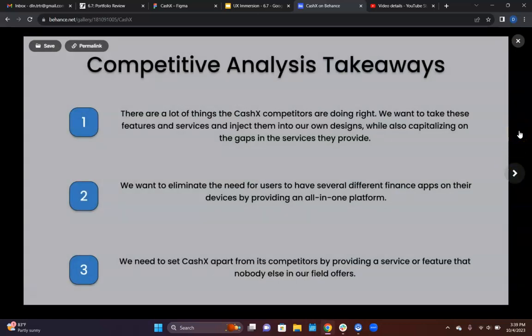After the competitive analysis, the three main takeaways were that there are a lot of things our competitors are doing right, and we want to take those features and inject them into our own platform, while also addressing the gaps they have left in the market. We also want to eliminate the need for users to have several different apps on their devices by providing an all-in-one platform. And we decided that we really need to set CashX apart from those bigger, more popular competitors by providing a service or feature that no one else in that field currently offers.